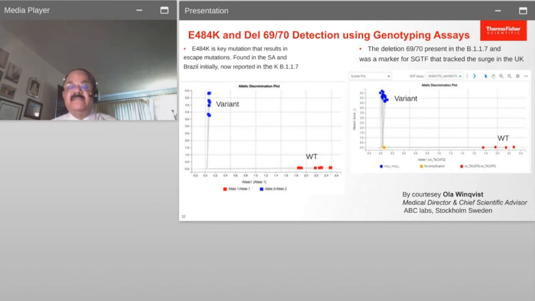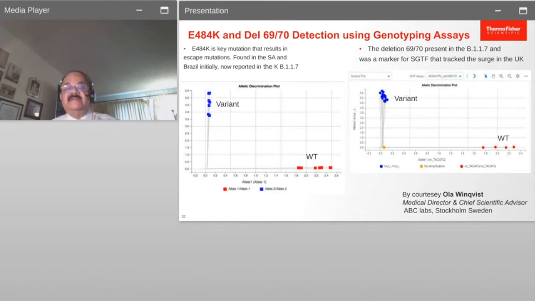What you see on the left is the data for the E484K, and on the right side you see the data for the 6970 deletion. And these data sets are from Ola Winquist in Stockholm, Sweden, where many European countries are using this test.